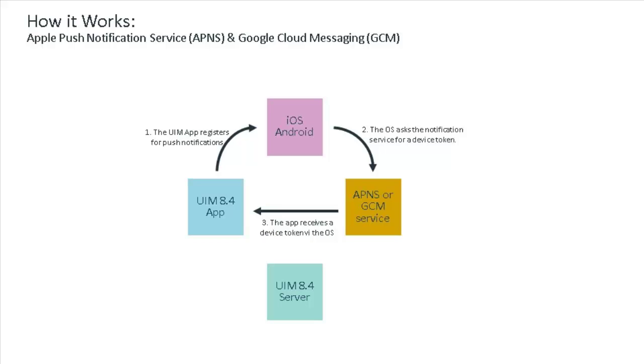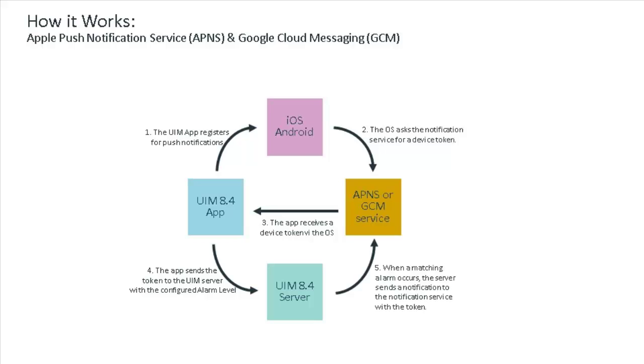Now note here at this point, the server doesn't have awareness of this. If you follow this flow, this is a good way that they're ensuring that the person who's asking for those notifications is the only one that can get them. It adds to the security. So now the UIM 8.4 app is aware of this token that has been registered with the service. It now sends it to the UIM server, and the UIM server records that in a table to be able to look up later.